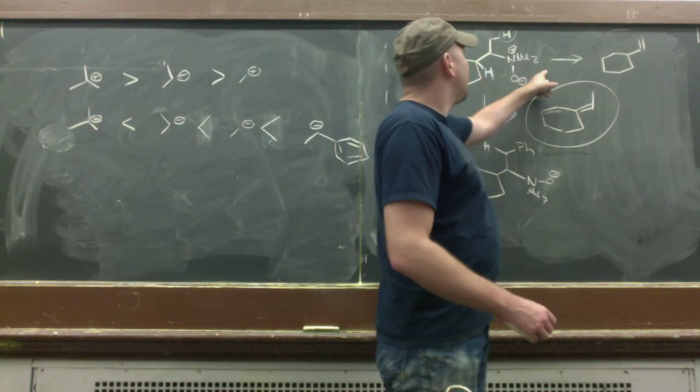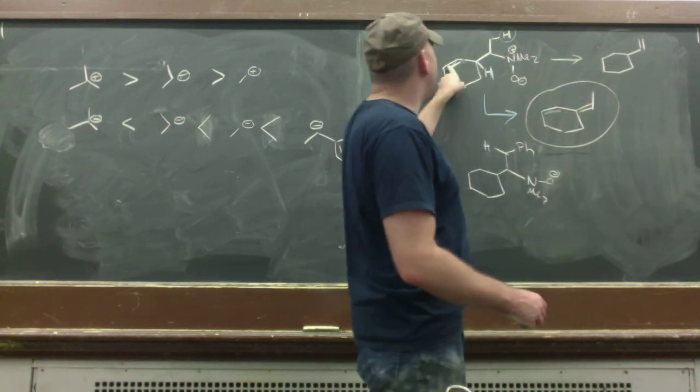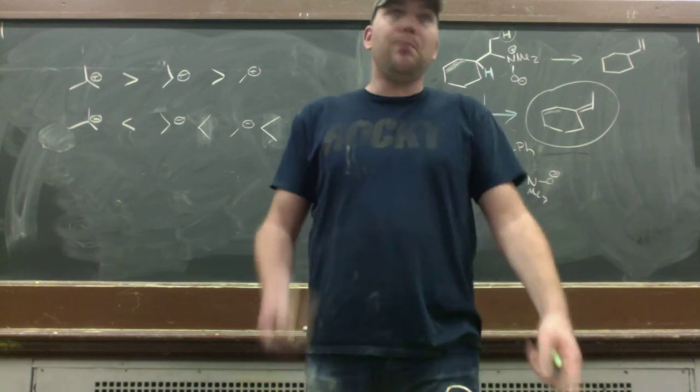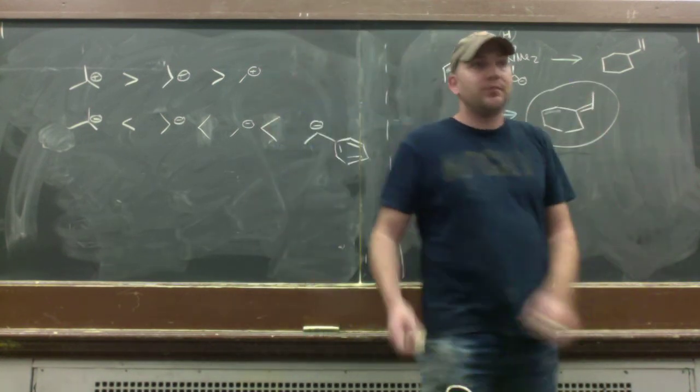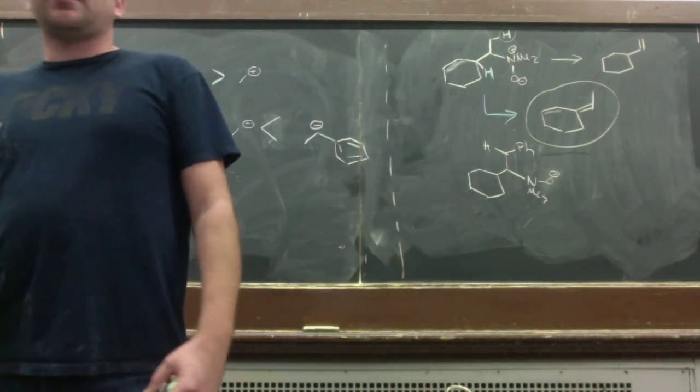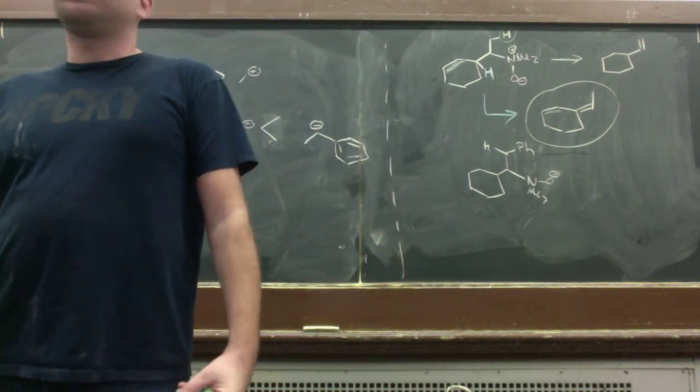Up here, this one versus this one. Without the alkene there, they're basically going to be virtually the same. Perhaps a slight preference for this, but basically the same. Until you start adding stabilizing groups to stabilize that anion.